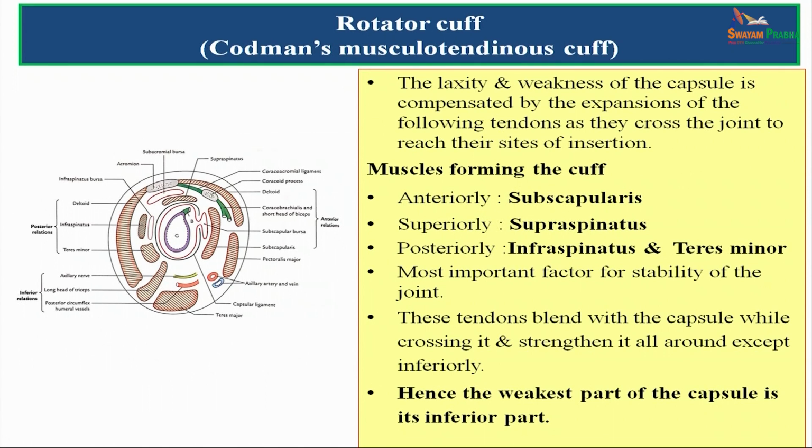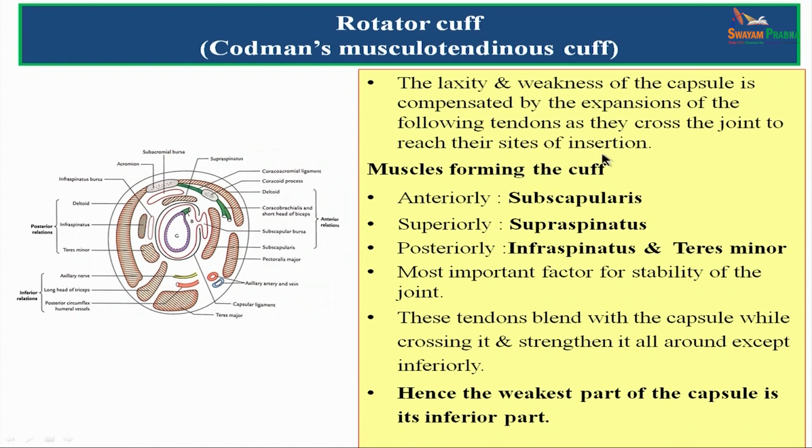Rotator cuff, otherwise known as Codman's musculotendinous cuff, is actually a muscular support, a muscular blending of 4 muscles. The tendons of 4 muscles blend with the capsule to form a very strong support for the shoulder. If this rotator cuff had not been there, then all of us would go in for frequent dislocations of the shoulder.